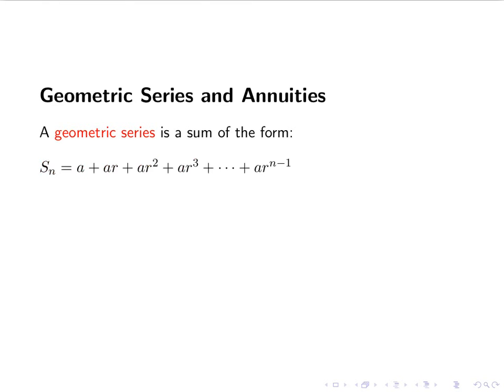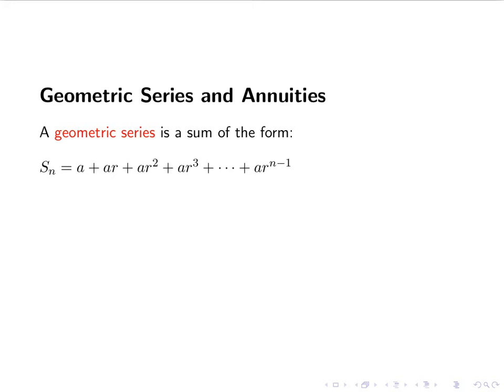Hello everyone, today we're going to look at geometric series and annuities. A geometric series is the sum of the following form. We typically call it Sn, and it's a plus ar plus ar squared plus ar cubed, all the way up to a times r to the n minus 1.